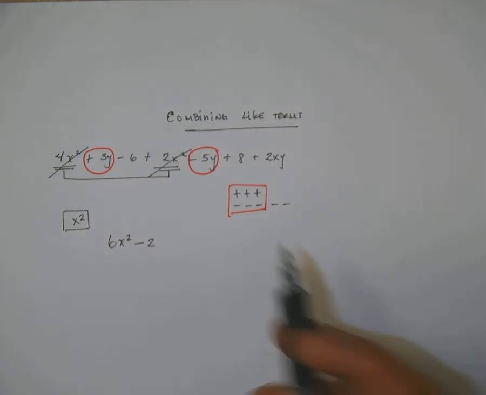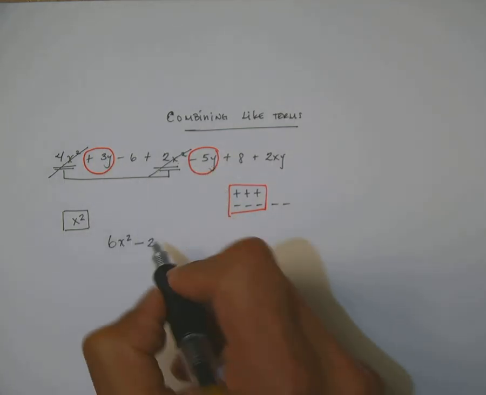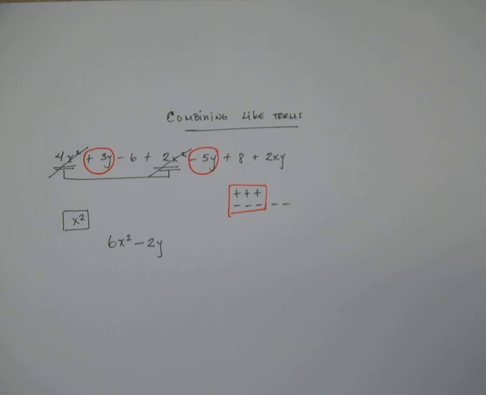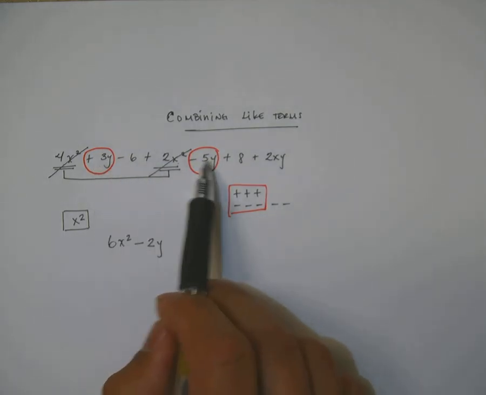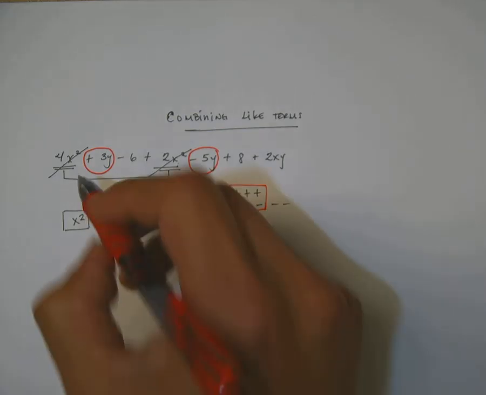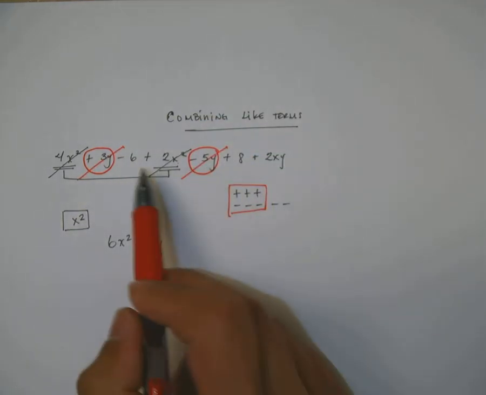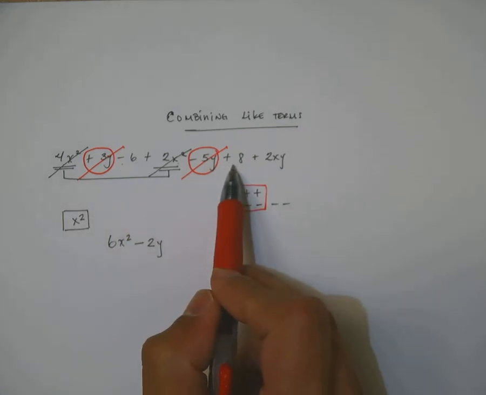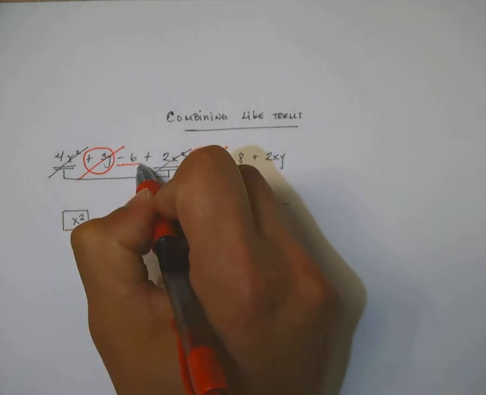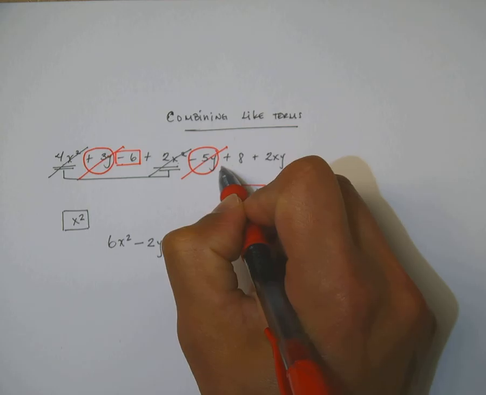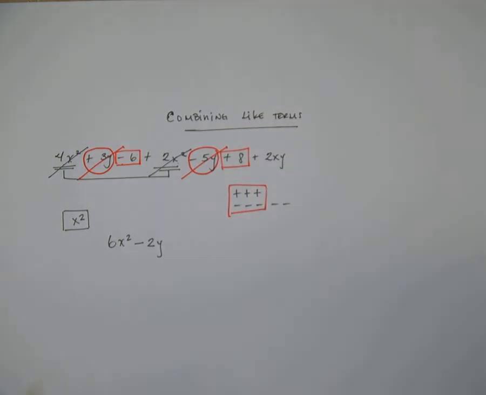But what are we talking about? Well, we're talking about y's. Remember, we're just combining. We're not multiplying. We're not dividing. So I'm done with these two, so I can scratch that off. Next, what else can I combine? I have this negative 6 and this positive 8 right here, just like so.